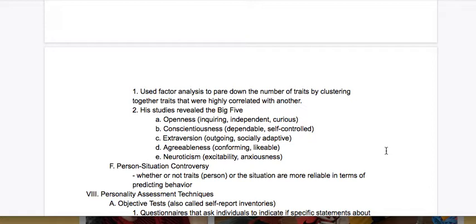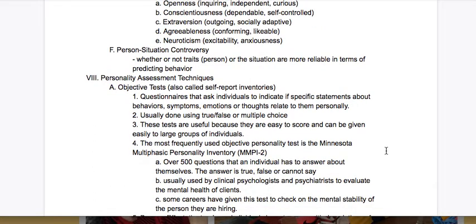Next, you have the person-situation controversy. One of the questions that people have is whether traits, from the person or the situation, are more reliable in terms of predicting behavior. And so basically what you're trying to see is this. Is it the person or is it the situation that determines a person's behavior? Because you might be able to say, well, the person's behavior is super, super consistent with this. But is the situation the thing that's dominating that, or is it the person themselves? Is it the person's personality traits?